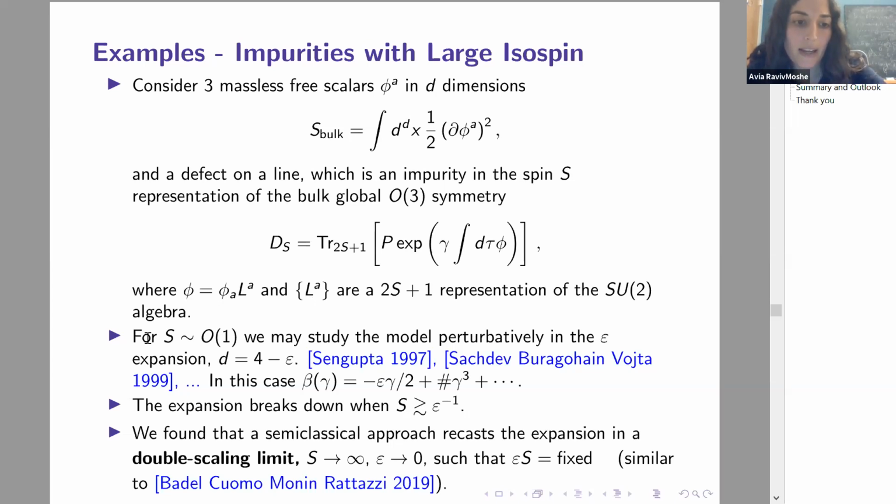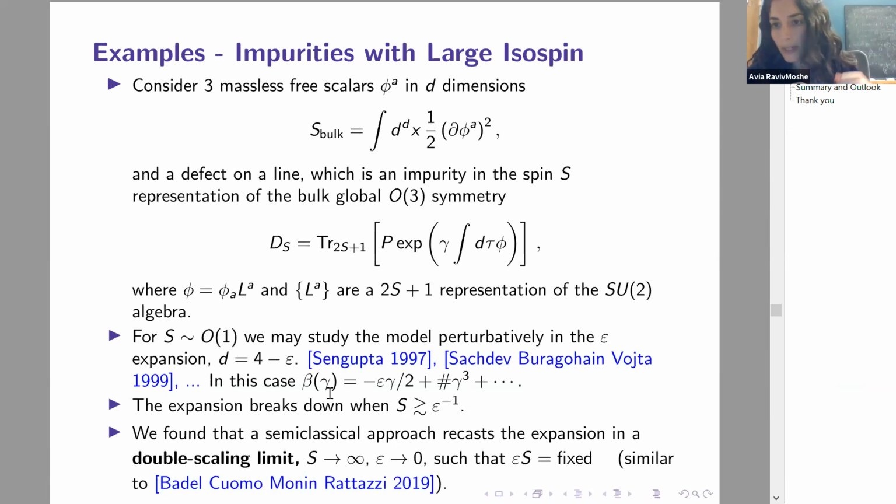Now, for values of spin impurity of order 1, one can study this model perturbatively in epsilon expansion around 4 dimensions. So this was done in several papers, for example, in these two, and they calculated the beta function associated with this gamma, and it is given by this expression. It has one fixed point.